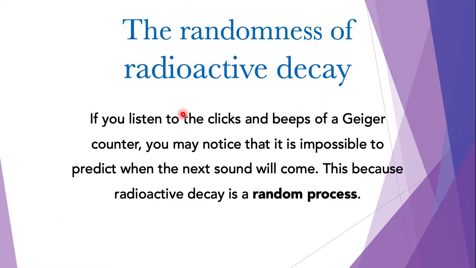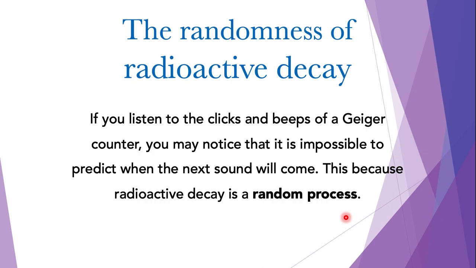If you listen to the clicks and beeps of a Geiger counter, you may notice that it is impossible to predict when the next sound will come. This is because radioactive decay is a random process. So if you study a sample of a radioactive material, you cannot predict when the next atom will decay. Atoms decay randomly over time. Similarly, it is impossible to point at an individual atom and say that it will be the next one to decay. If an atom on the left of the sample has just decayed, we cannot predict that an atom on the right of the sample will be the next to decay.